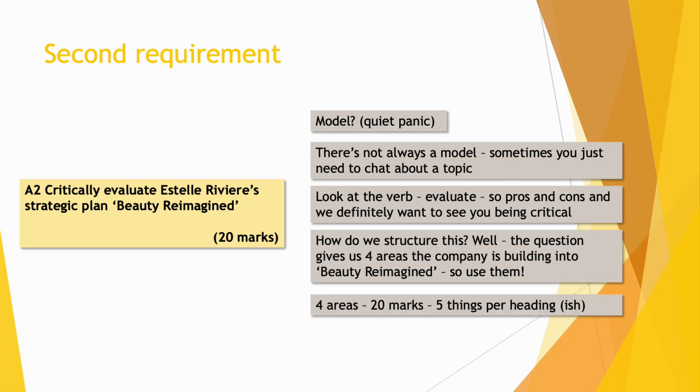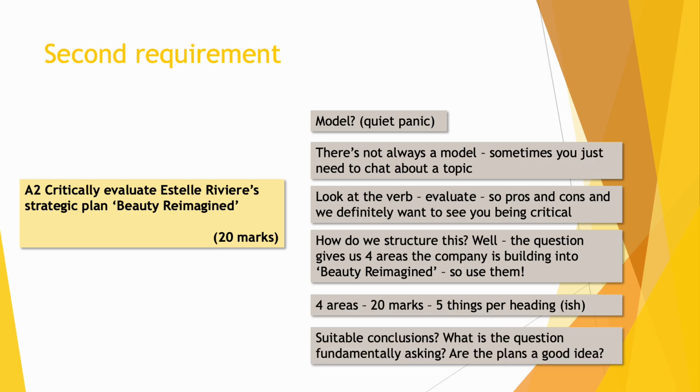That also gives an idea of how much to write. So again, we have 4 areas within Beauty Reimagined. There are 20 marks. So you need to say around about 5 things for each one. So, a couple of pros, a couple of cons about each one would get you there to your full marks. So even if there's not a specific model, there are normally ways of looking at the question and then trying to figure out how to actually pull it into something sensible.